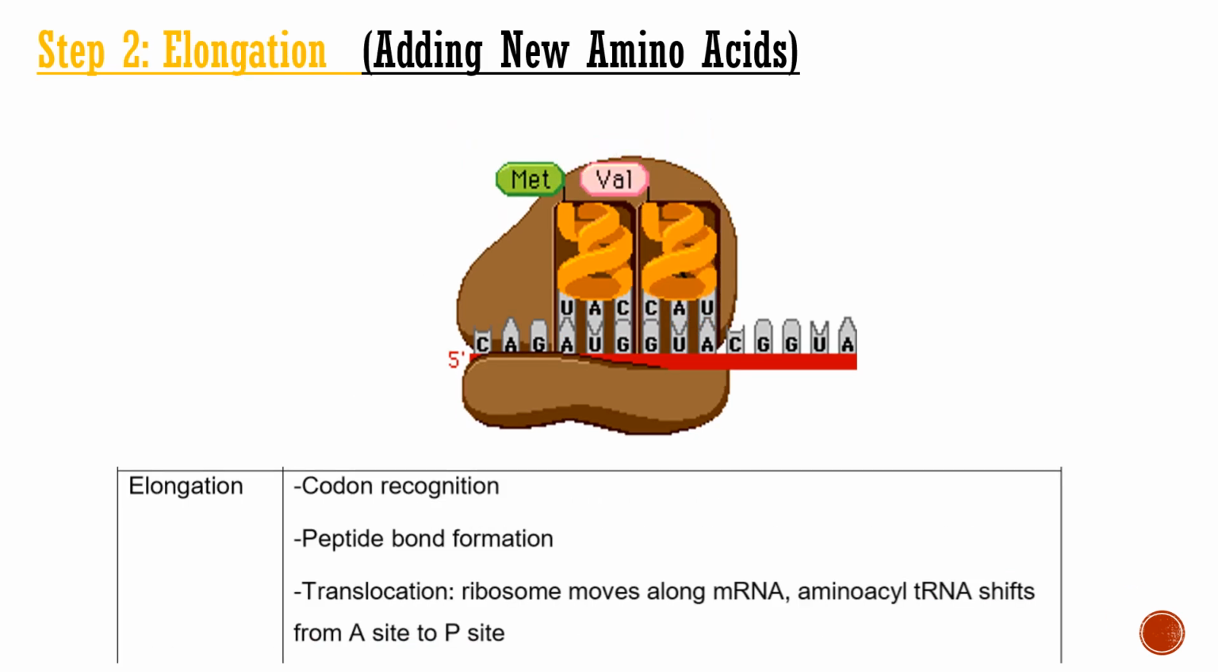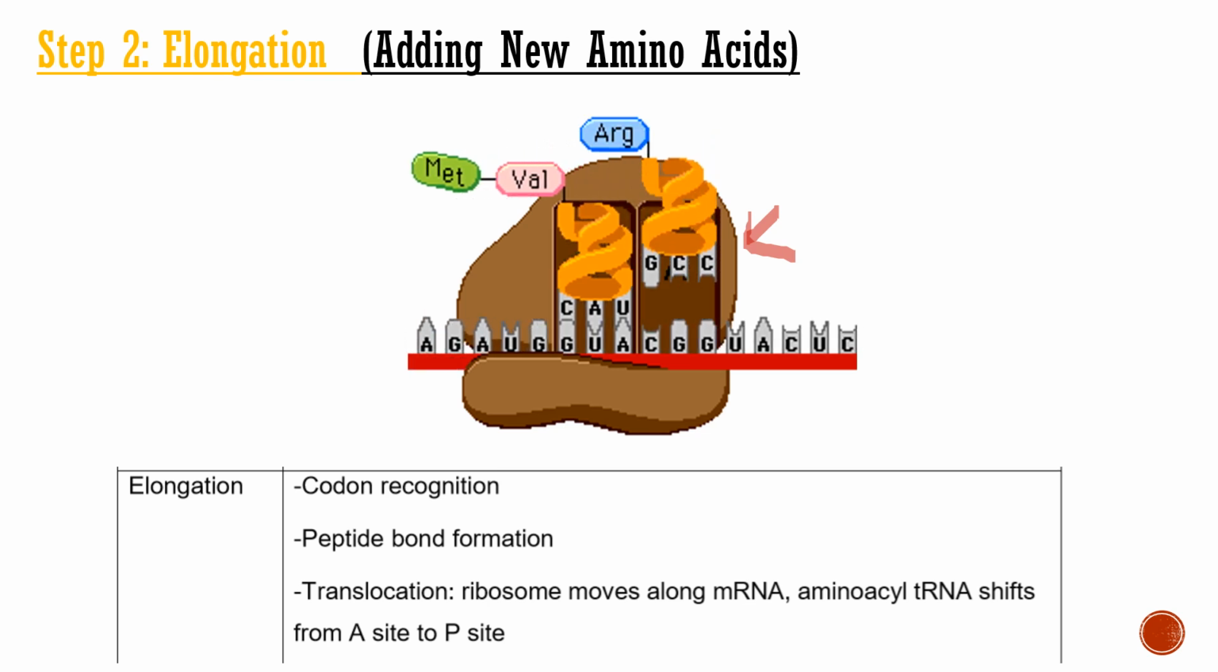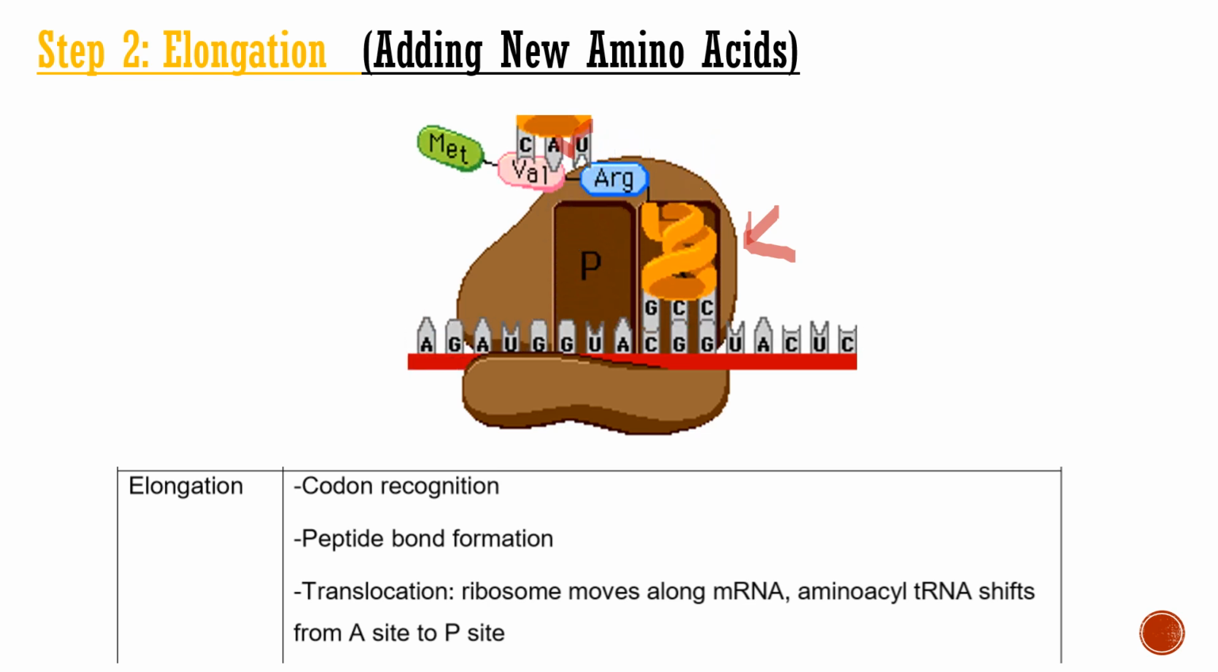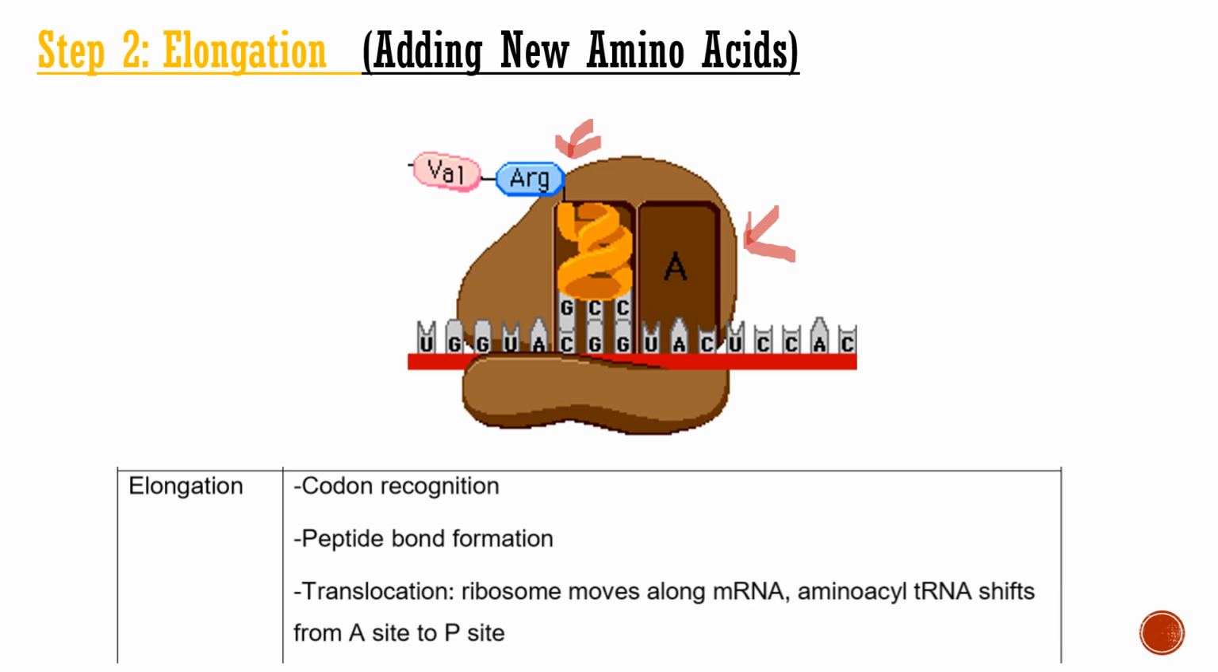So in elongation, tRNA enters the A site carrying the amino acid, and the peptide bond is formed between the amino acids. Then there's what we call translocation. The ribosome moves along the mRNA. Your ribosome moves, and the aminoacyl tRNA shifts from the A site to the P site.